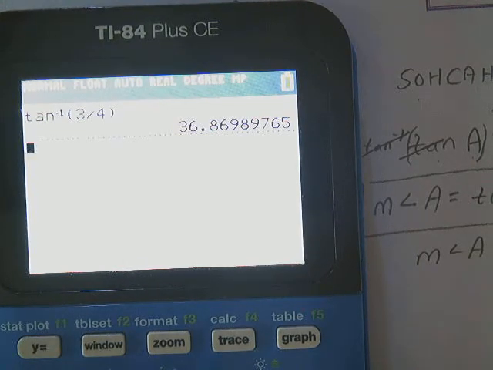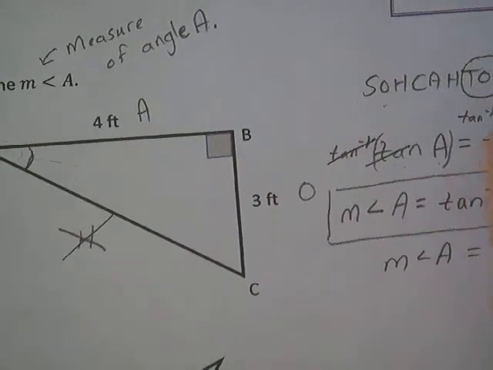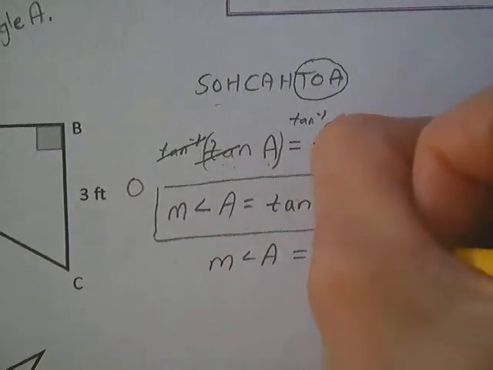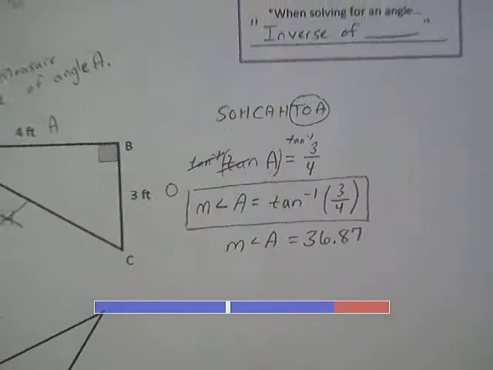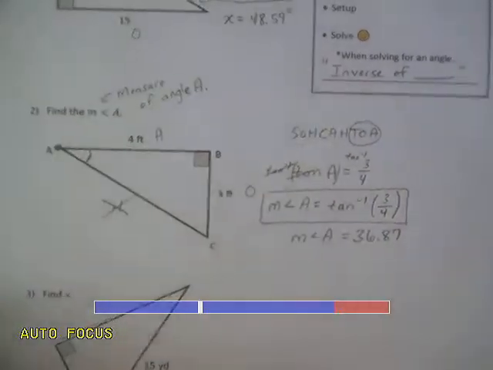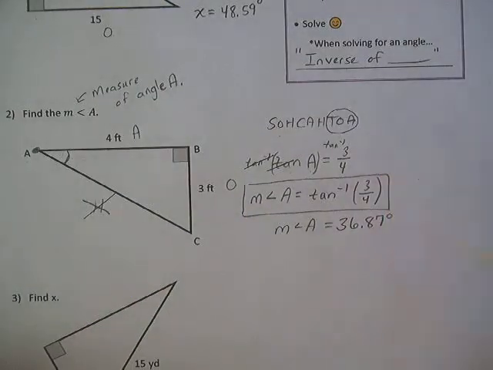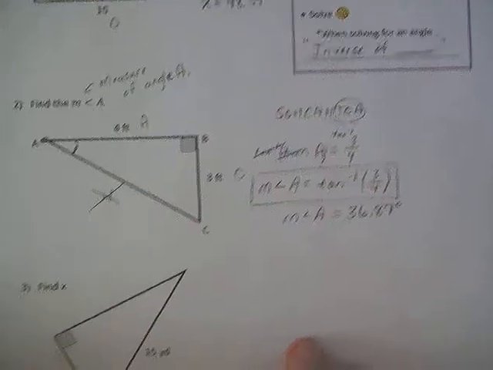So we got 36.87 if I round to the nearest hundredth. 36.87. And remember, that is an angle. So make sure that you put the degrees with it. All right. Let's do one more.